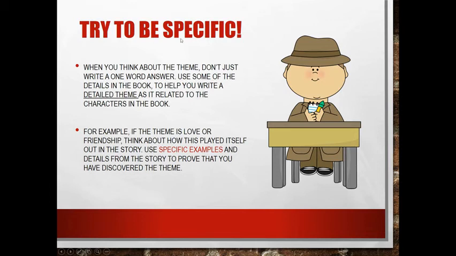So try to be specific. When you think about the theme, don't just write one word for an answer. Use some of the details in the book to help you describe. Write a detailed theme as it relates to the characters in the book. For example, if the theme is love or friendship, think about how this played itself out in the story. Use specific examples and details from the story to prove that you have discovered the theme.